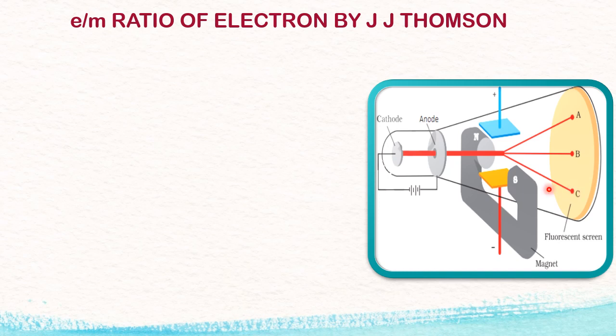Now both fields are there here. In the presence of only the electric field, the cathode ray spot, or the electronic spot, was at A. In the presence of only the magnetic field, the electronic spot was at this point C. When he adjusted the magnitude of the electric field and the magnetic field in such a way that he brought the spot of electrons to B, which was the original spot.